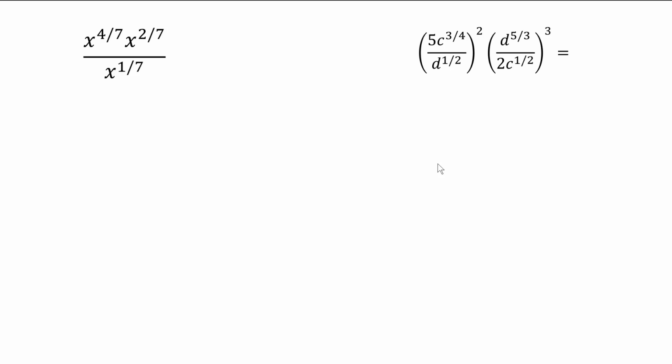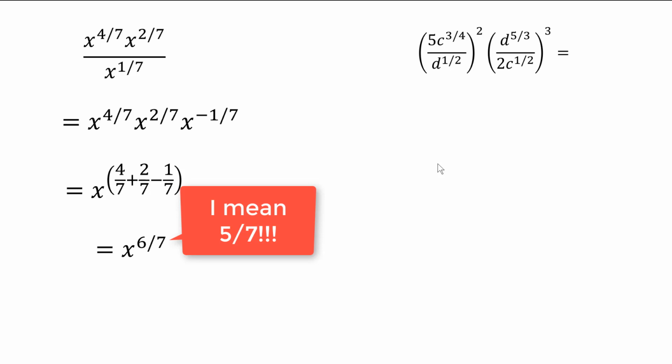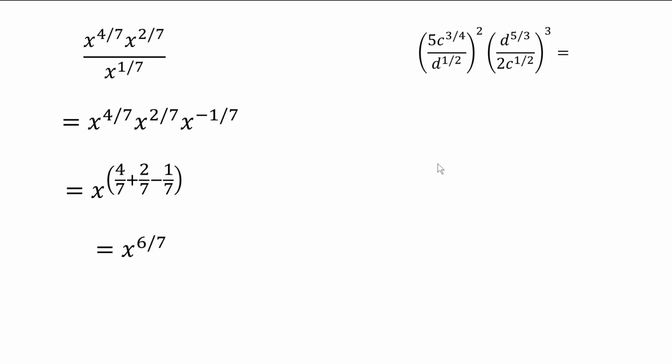So in this first one, we're going to have x to the 4/7, x to the 2/7, and x to the -1/7. If you bring that x to the 1/7, flip it up to the top, it becomes x to the -1/7. And now we just add all the exponents together because they're all like bases. They all have an x in the base. It's just plain x. So x to the 4/7 plus 2/7 minus 1/7 is going to be x to the 6/7.